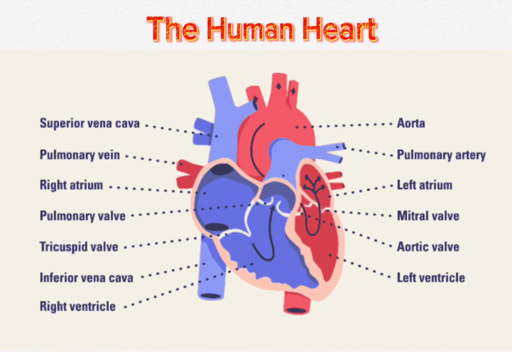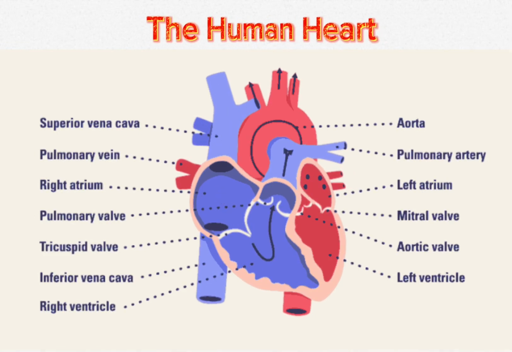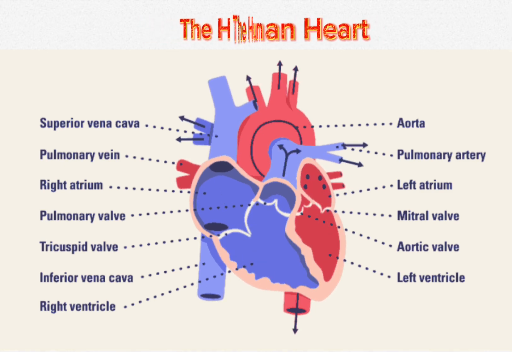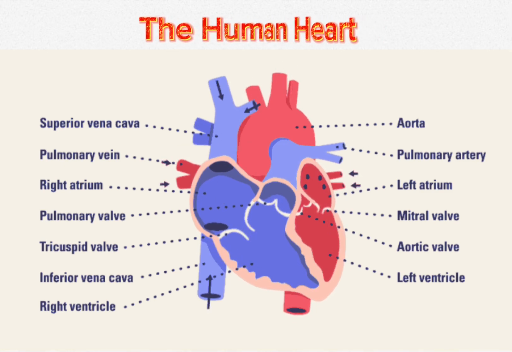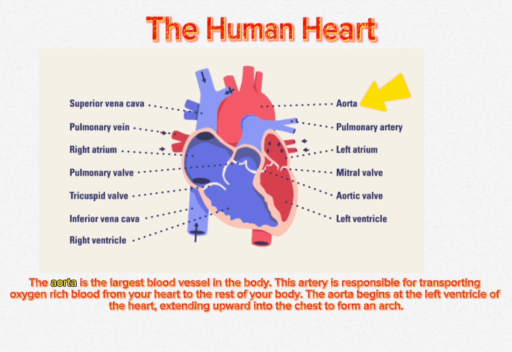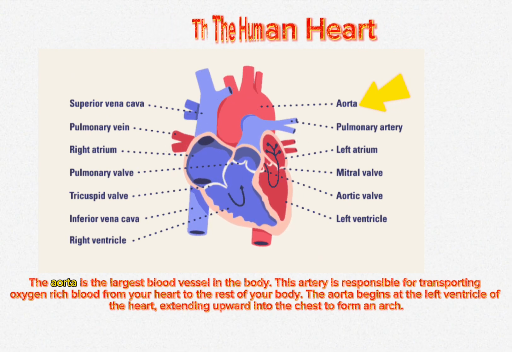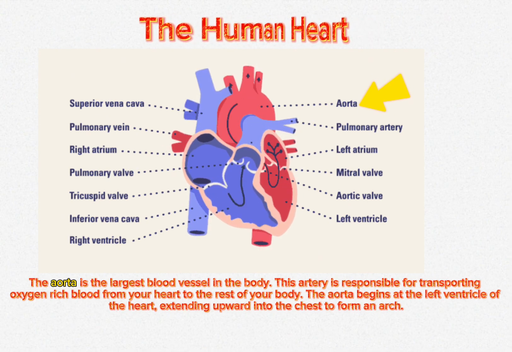The heart is a fist-sized organ that pumps blood throughout your body. It's the primary organ of your circulatory system. The aorta is the largest blood vessel in the body. This artery is responsible for transporting oxygen-rich blood from your heart to the rest of your body.